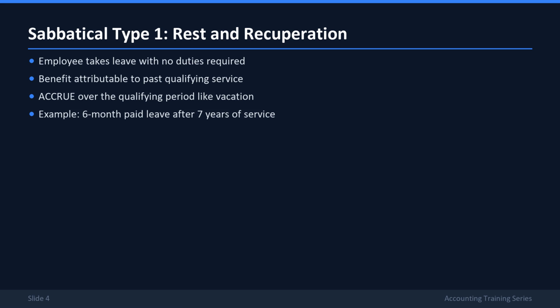The first type of sabbatical is a rest and recuperation sabbatical, where the employee is away from work with no duties or deliverables required. This sabbatical is earned through the qualifying years of service and benefits the employee rather than the employer during the leave period. Because the benefit is attributable to past service, it must be accrued over the qualifying period in a similar way to vacation leave. For example, if an employee earns a 6-month paid sabbatical after 7 years of service, 1/7 of the total cost should be accrued each year.